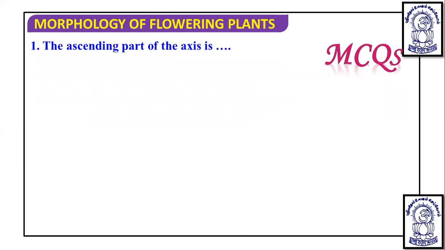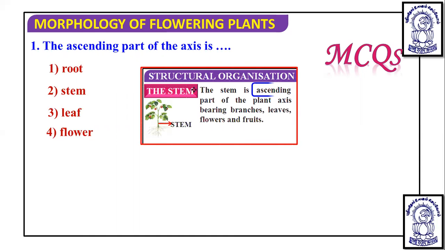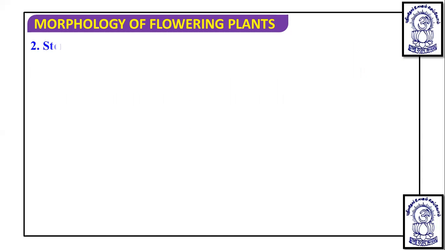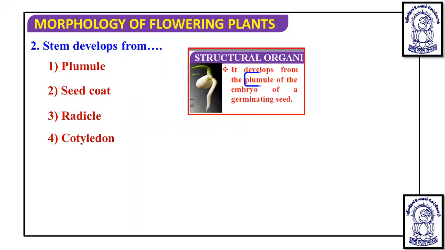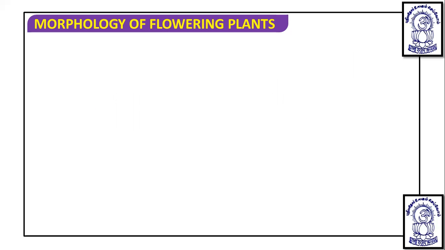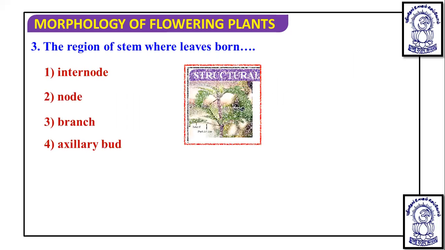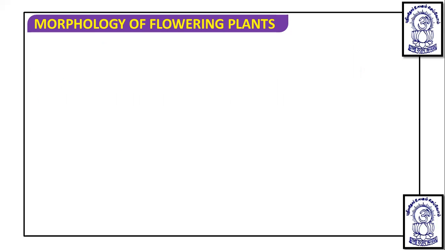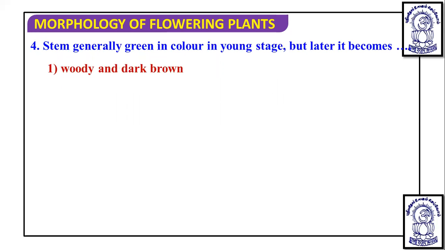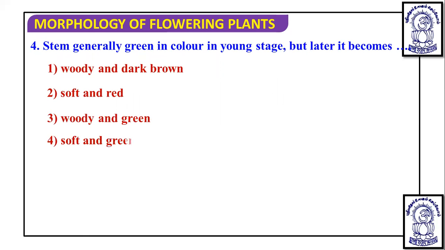So let's talk about some easy questions. The ascending part of the axis is known as the stem. The stem develops from the plumule. The region of the stem where leaves are born is known as the node. The stem is generally green in the young stage, but later it becomes dark brown and woody.